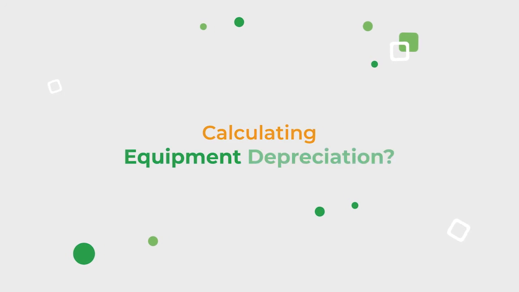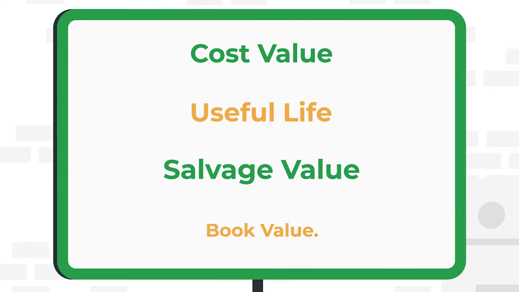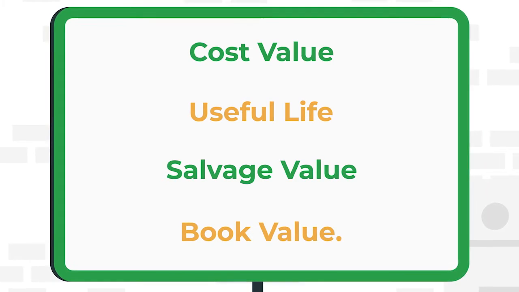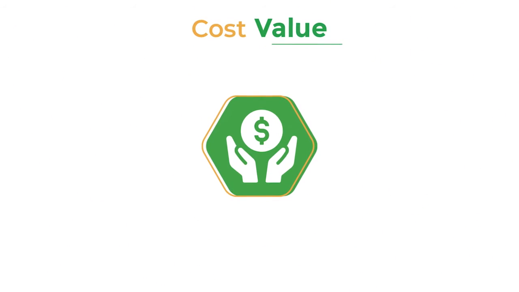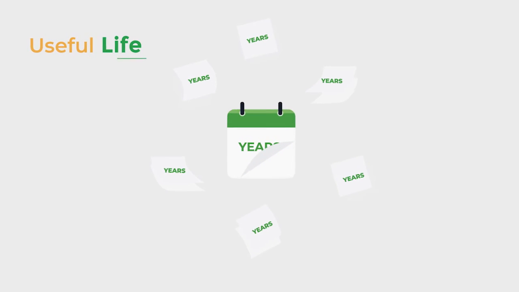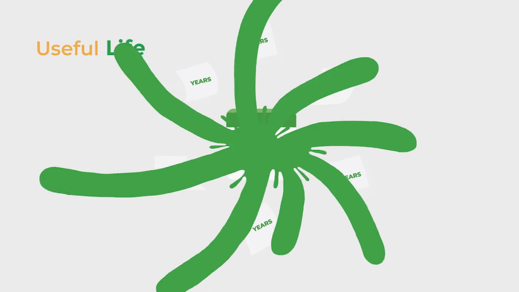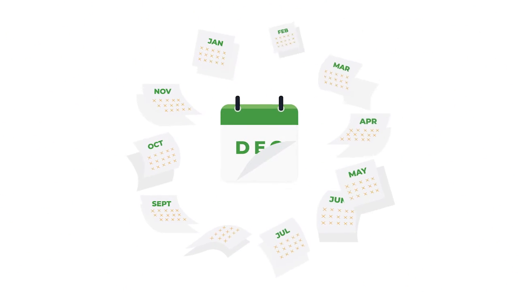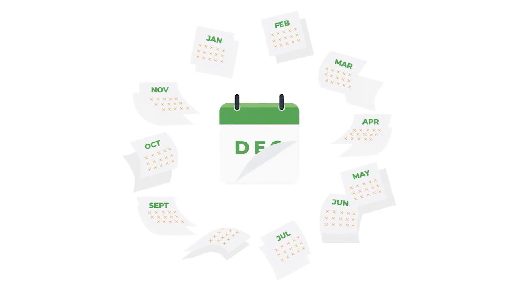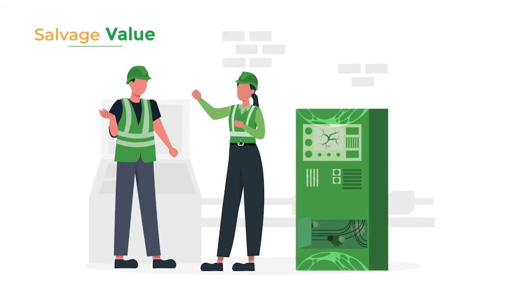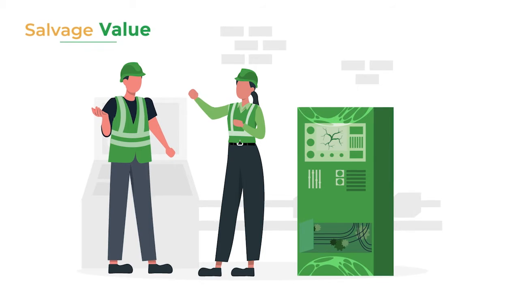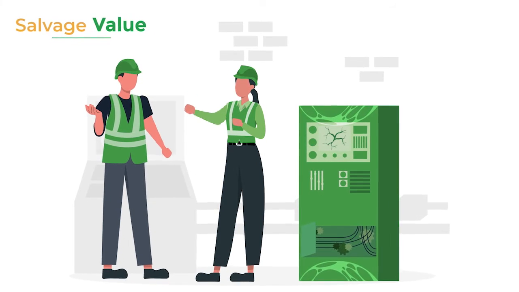In order to calculate it accurately, you must understand all the factors that can impact equipment depreciation. Cost value is the total amount paid to acquire and set up an asset. Useful life is an estimate of the number of years an asset is considered to be usable before it has lost all of its value. Salvage value is the estimated amount you could expect to receive if you were to sell the asset at the end of its useful life.